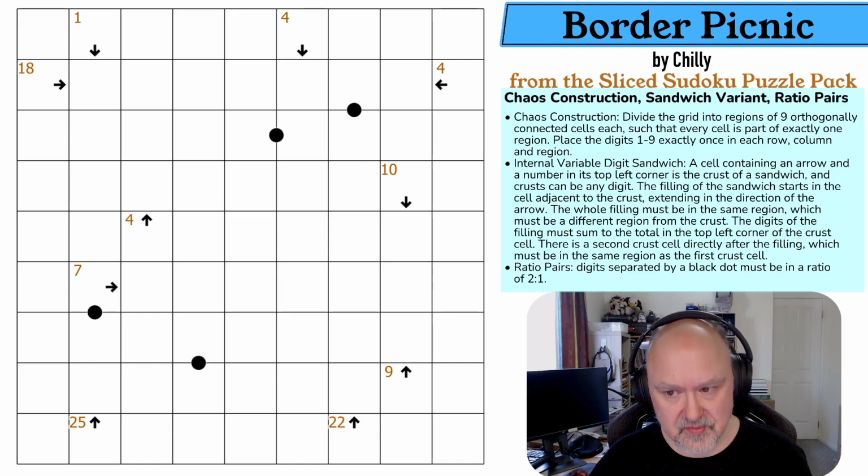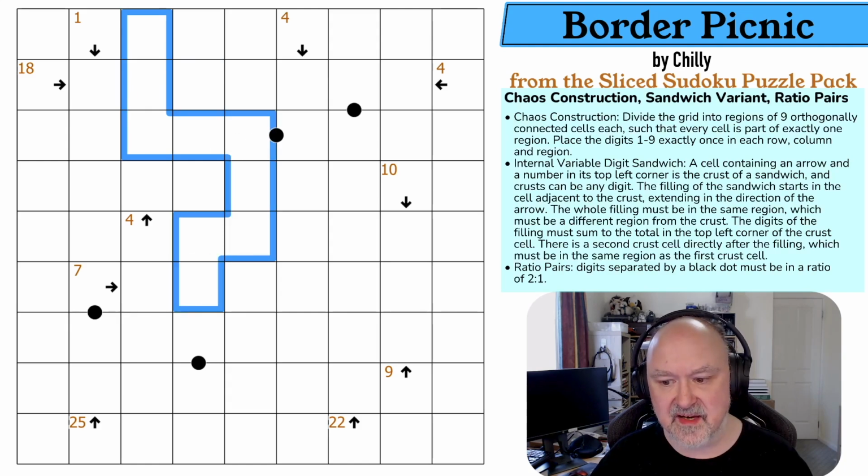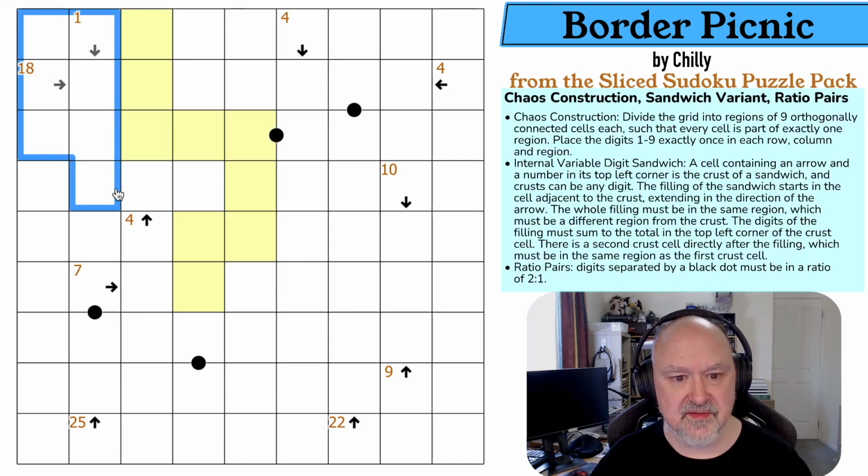Let's have a look at the rules. This is going to take a while. So, chaos construction. Divide the grid into regions of 9 orthogonally connected cells, each such that every cell is part of one region. Place the digits 1 to 9 exactly once in each row, column, and region. So, what does that mean? For example, if we were to make this 1, 2, 3, 4, 5, 6, 7, 8, 9, maybe that is a 9-cell region. And then we turn around and say 1, 2, 3, 4, 5, 6, 7, 8, 9. That is a different 9-cell region.